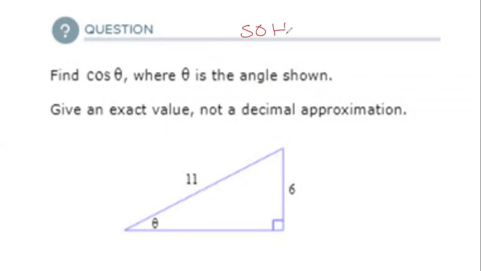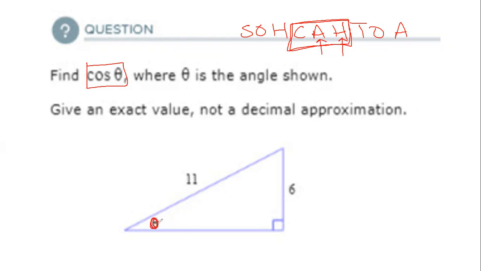Again, as a refresher, SOHCAHTOA. When they ask me to find cosine of theta, I know that I'm focusing on this part right here. So I need to find the adjacent side and the hypotenuse. If I look at theta right here, adjacent is the side that's next to it. So that's my adjacent side.